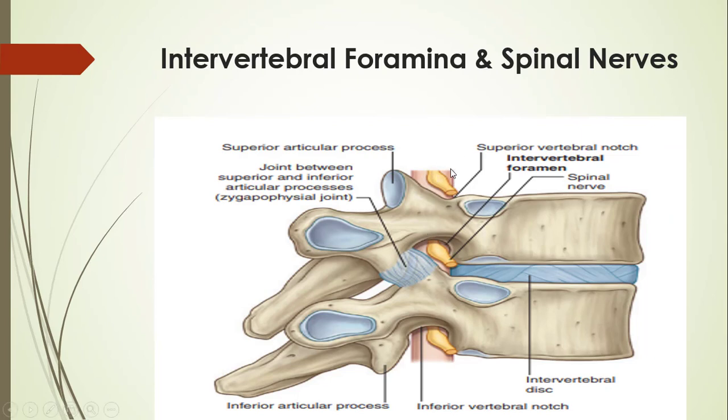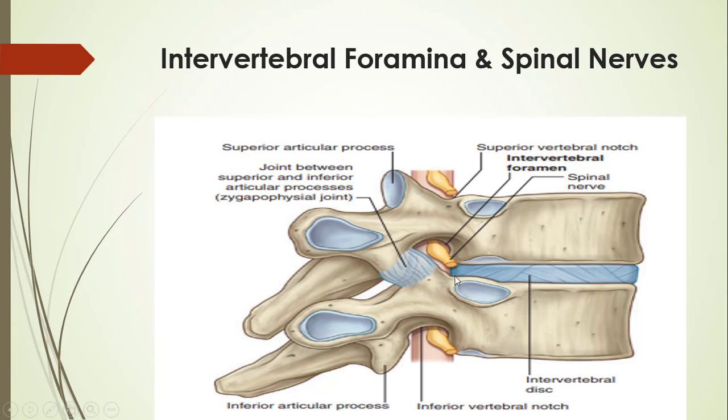Here is the spinal cord, here is the spinal nerve, and here is the foramina, intervertebral foramina. Each spinal nerve exits the vertebral canal laterally through this intervertebral foramina. This foramen is formed between adjacent vertebral arches, as you can see here. It is closely related to intervertebral joints.